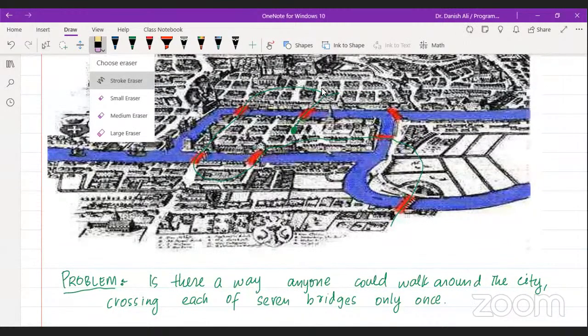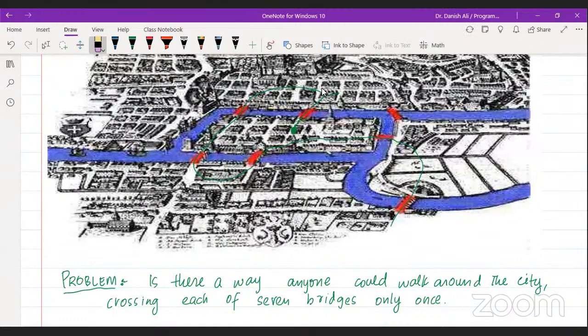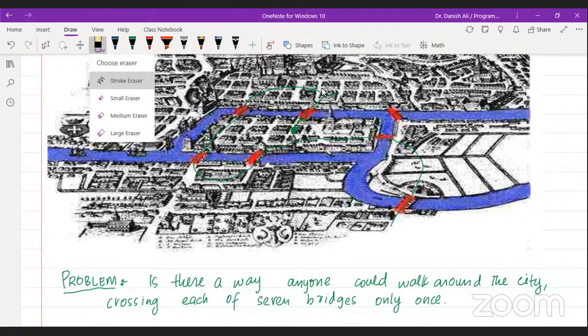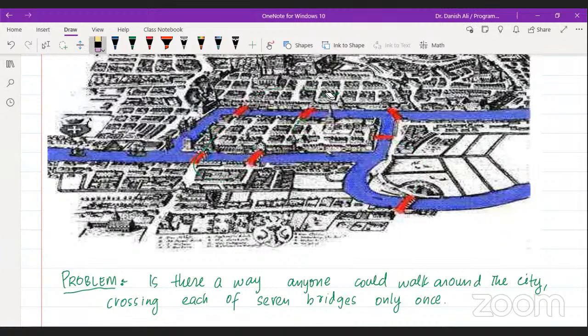Sir, what if he starts from the area at the bottom left? Okay, let's suppose he starts from the bottom left, from here. Then he goes to the area in the center, then takes the bridge above.